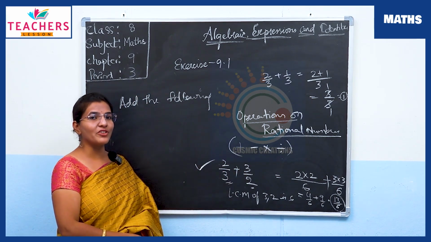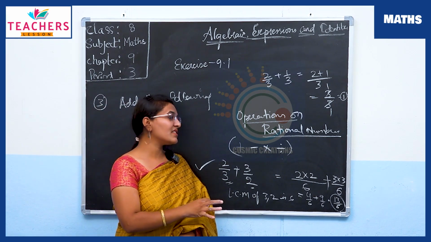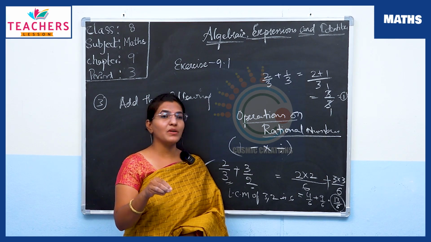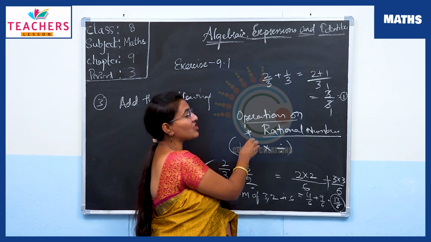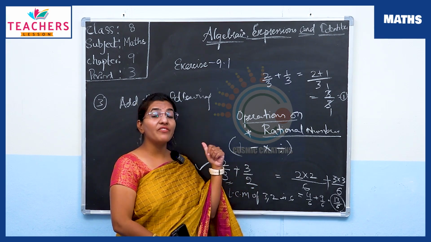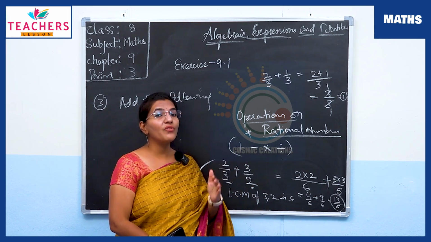Hope you have remembered, right? So these are the operations you have performed on rational numbers. Why have I said rational numbers? Because it is easy for rational numbers. Now for the algebraic expressions, how are we going to do it?